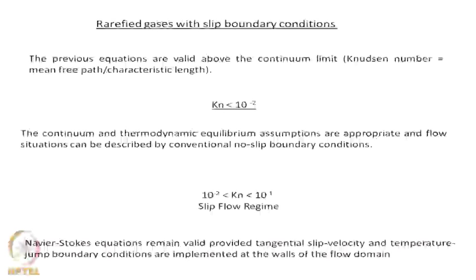If the value of the Knudsen number is less than 10 to the power minus 2, that means the mean free path is small compared to the characteristic length, and for such cases the continuum and the thermodynamic equilibrium assumptions are appropriate, and the flow can be described by the conventional no slip boundary condition. If the Knudsen number is between 10 to the power minus 2 and 10 to the power minus 1, then we come to the region known as the slip flow regime. In the slip flow regime, the Navier-Stokes equation will still remain valid provided we modify our no slip condition with a tangential slip velocity and a temperature jump incorporated into our boundary condition.